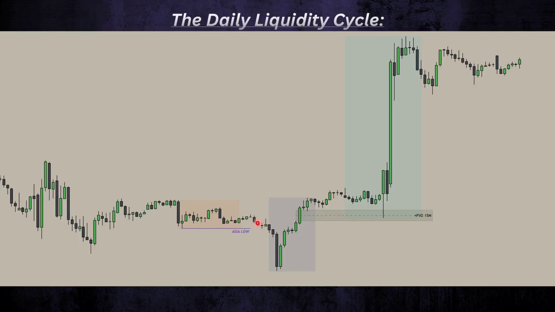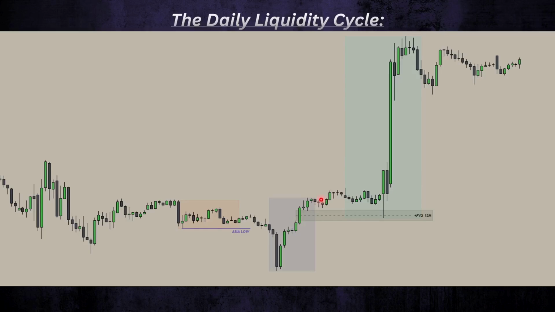When London opens, you'll often see the first meaningful move. In this example, price reaches down, takes the Asia low, and the moment that liquidity gets taken, London gives a strong expansion higher, clean, decisive, no hesitation.